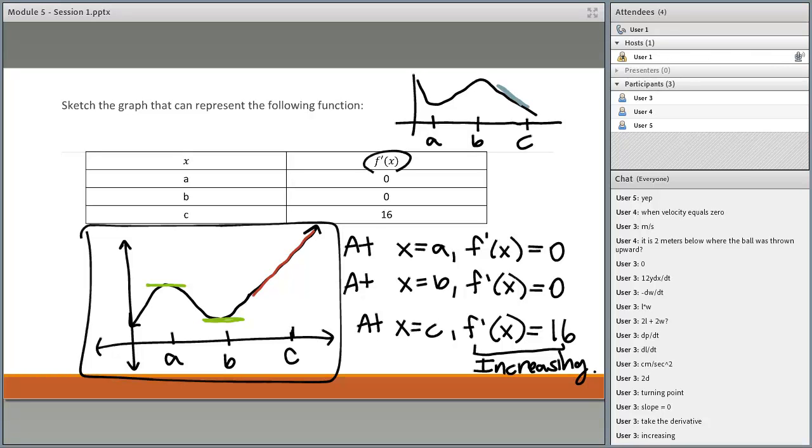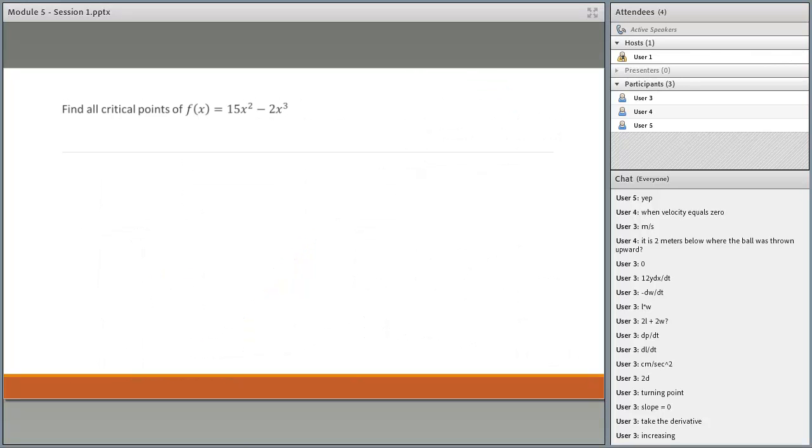And you don't have to draw the tangent lines. I just did to help us understand why. All right, I think we have one more example. Yes, I want us to find all the critical points given this function. So f of x equals 15x squared minus 2x to the third.